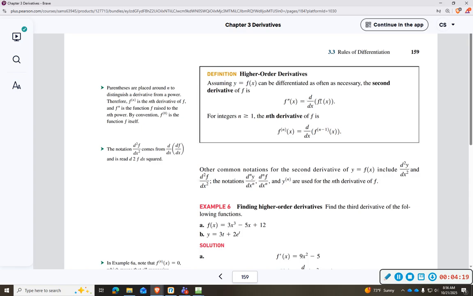f double prime is just finding the derivative of f prime of x. And then again, you can write that for any n greater than 1. And then you also have some other notations. You got this d2f over dx squared. And it's just saying this comes from the d/dx form. They just multiply that times the derivative of f with respect to x. And you get some different forms. So these are also just showing you different ways of writing derivatives or higher order derivatives.